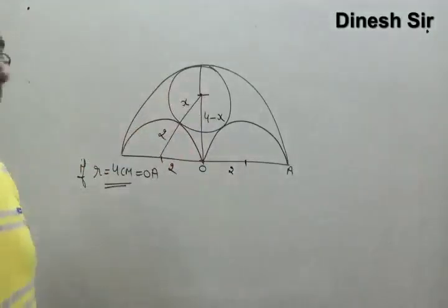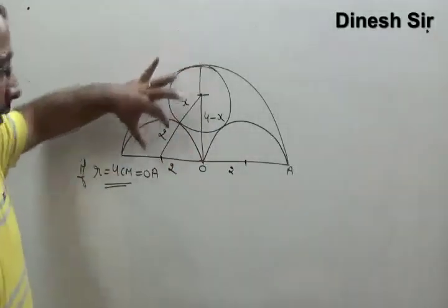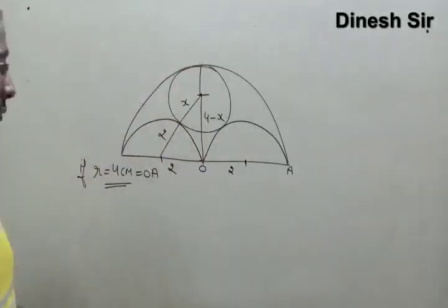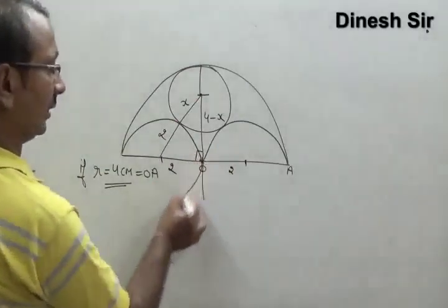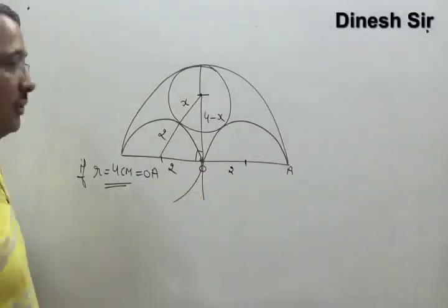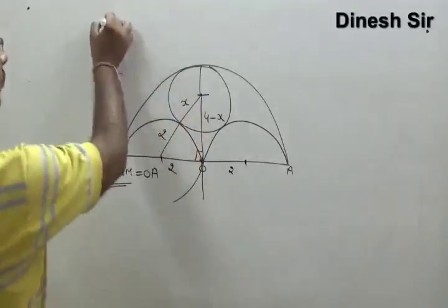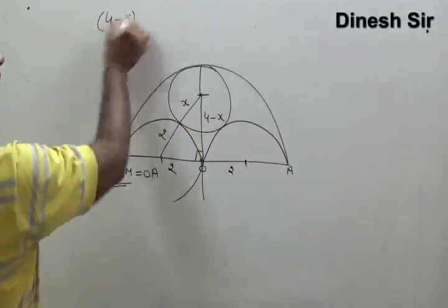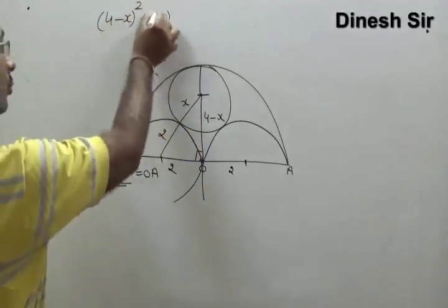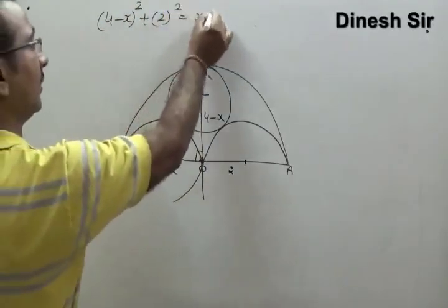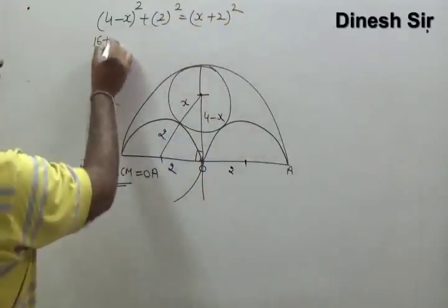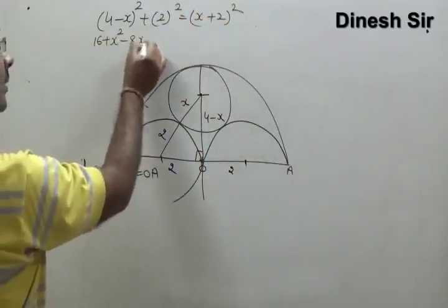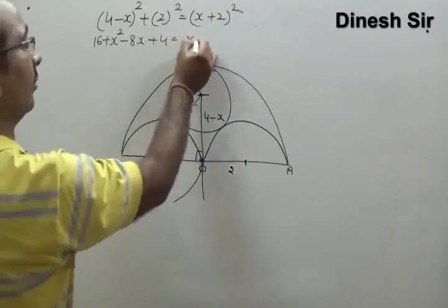So this is 4 minus x, this is x, this is 2, so this is x plus 2 and this is 2. So I may apply Pythagoras here because that angle is 90 degrees, it is the tangent. So 4 minus x whole square plus 2 square is equal to x plus 2 whole square.